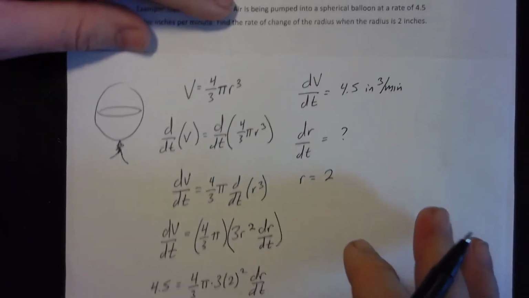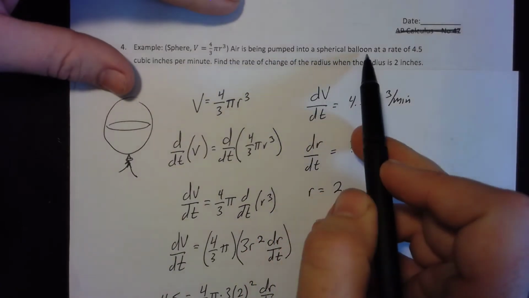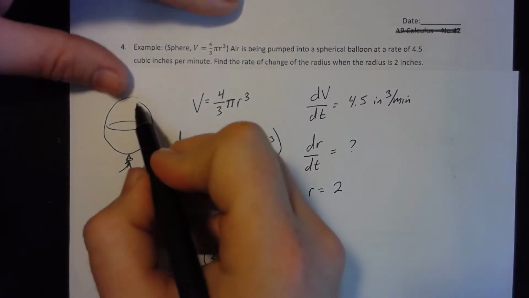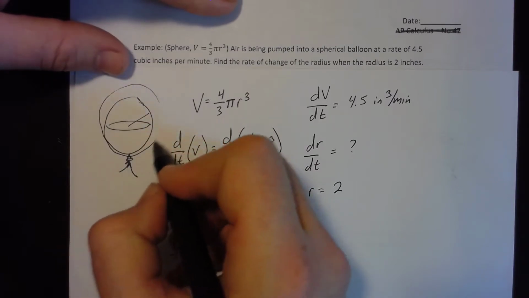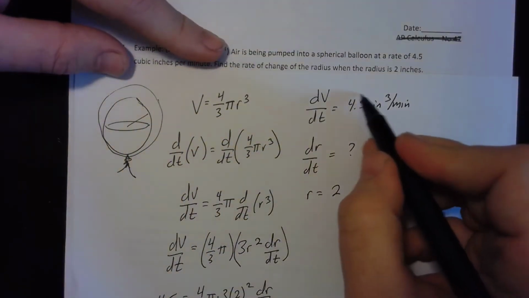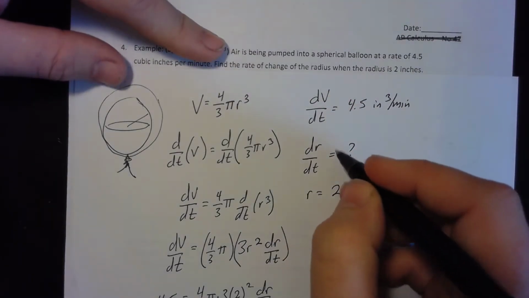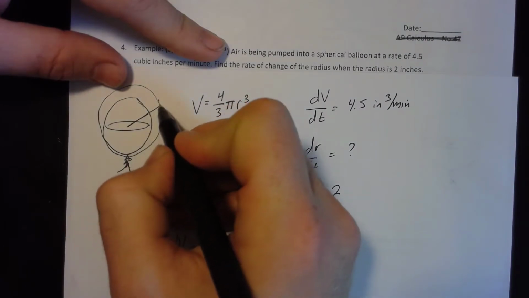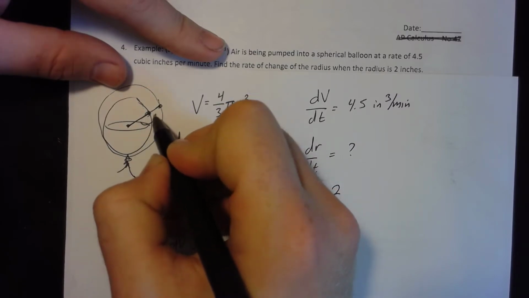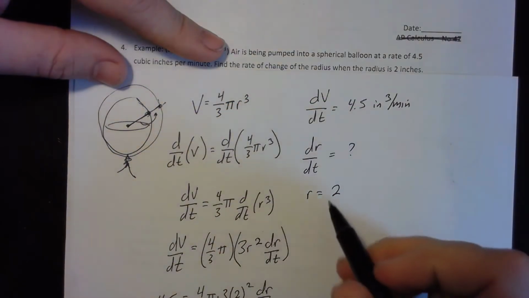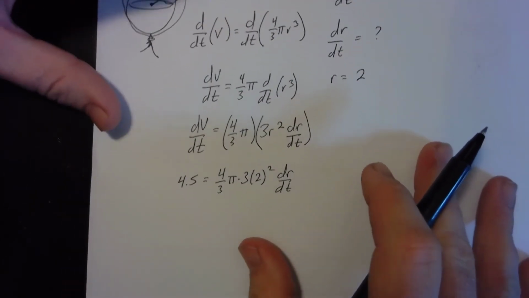Now I'm going to backtrack for just a second and read this one more time. Air is being pumped into the spherical balloon. When I add air to this balloon, it's going to increase in size. The balloon is going to be getting larger, which means it makes sense for dV dt to be a positive number. As for the radius, if more air is being pumped in, the radius is going to get longer, so it would make sense for my dr dt to be a positive number. If we don't get a positive number, it seems like we might have done something wrong.